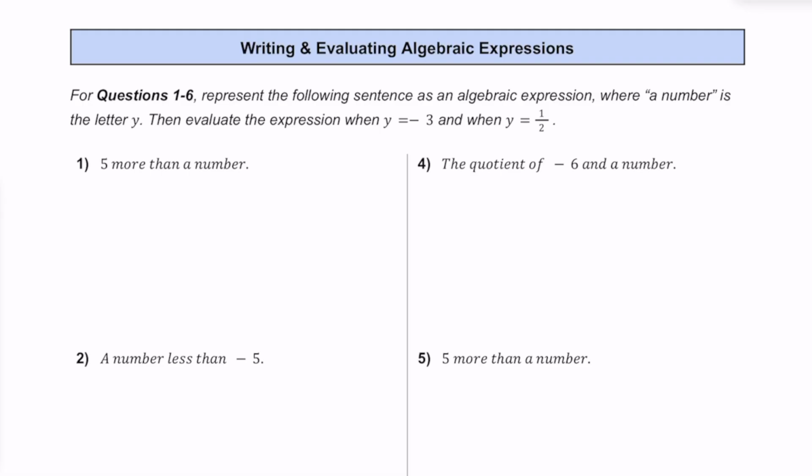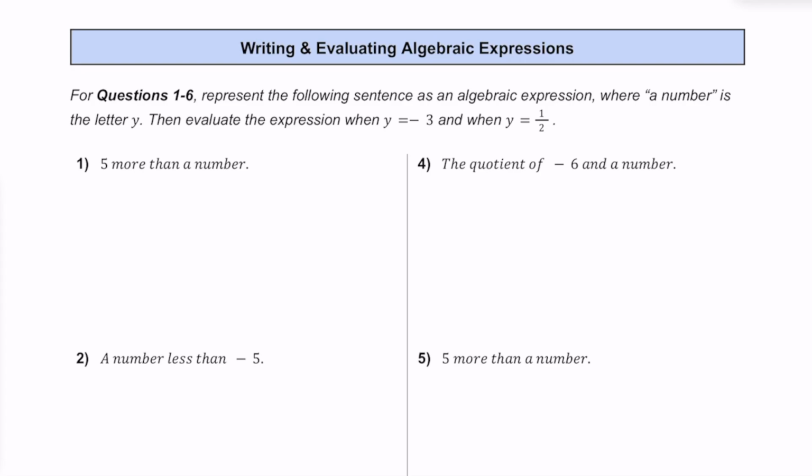For questions 1 through 6, let's take each sentence that we see and rewrite it as an algebraic expression instead. Whenever we see a number, we're going to use the variable y, or the letter y, to represent that. And then we're going to evaluate that algebraic expression in two specific scenarios: when y is equal to -3 and when y is equal to 1/2. So we'll evaluate the expression given two different hypothetical y values.